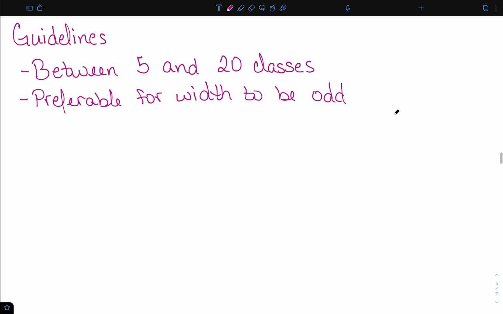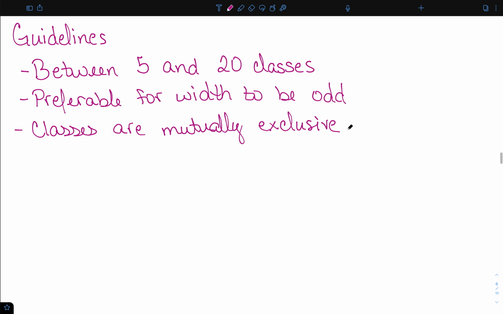It is preferable, but not absolutely necessary, that the class width is an odd number. This is because if we then try to find the midpoint, it would be a whole number. If our width is an even value, then our class midpoint would be a decimal.